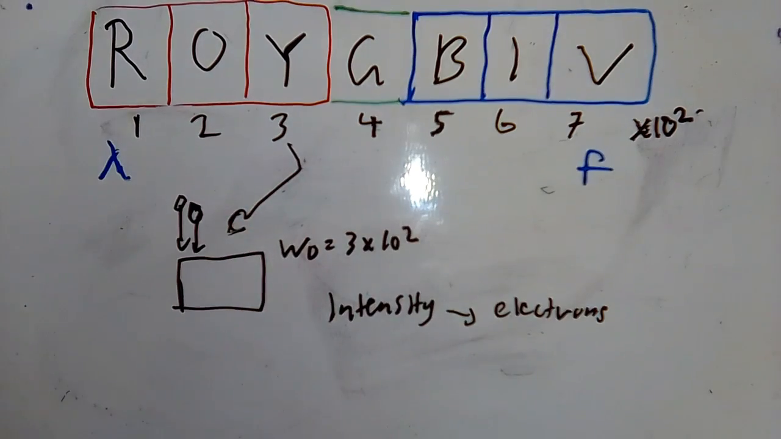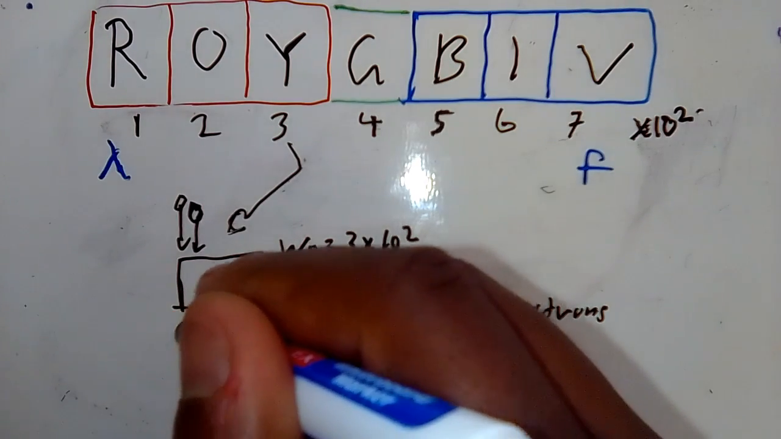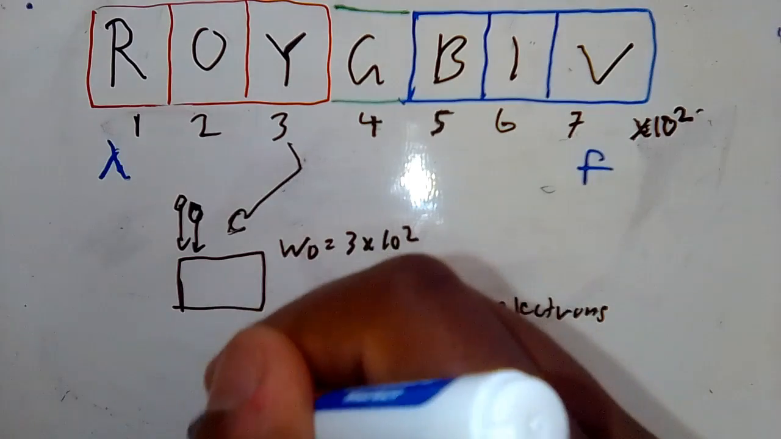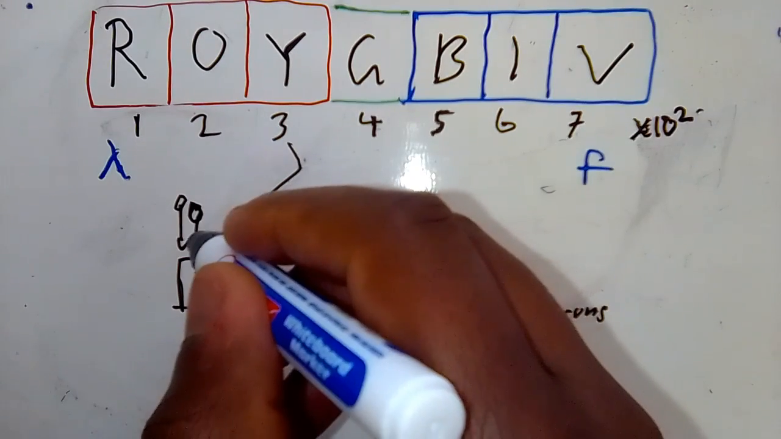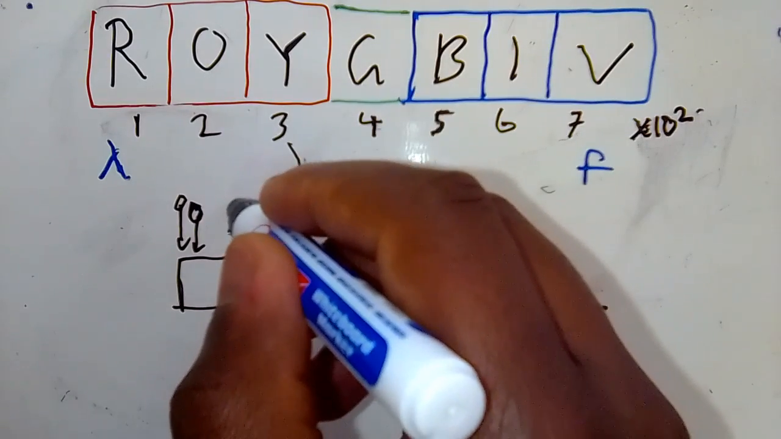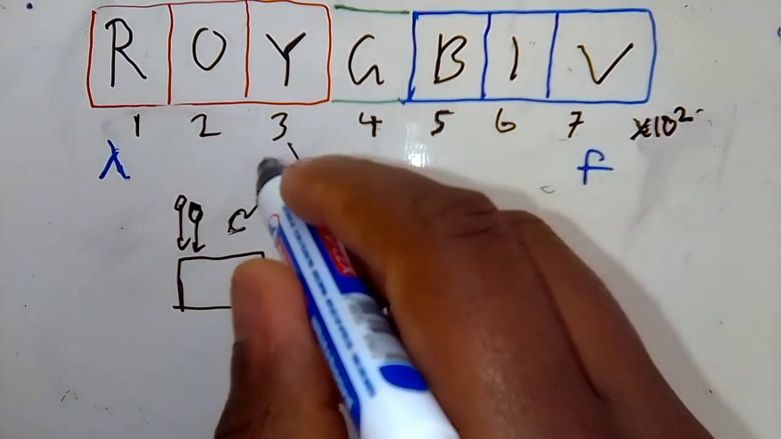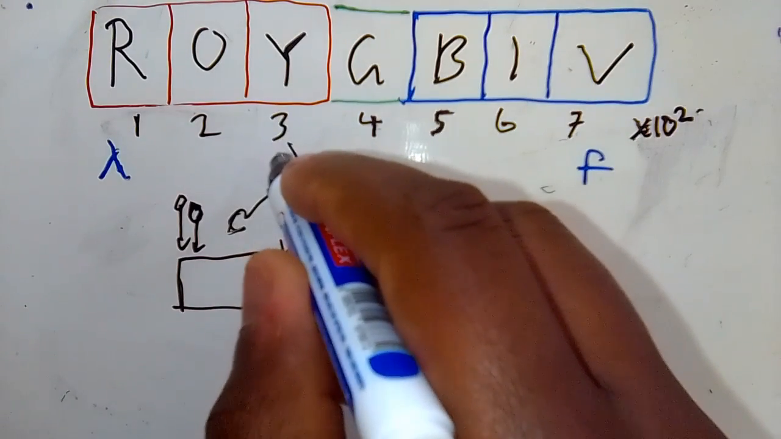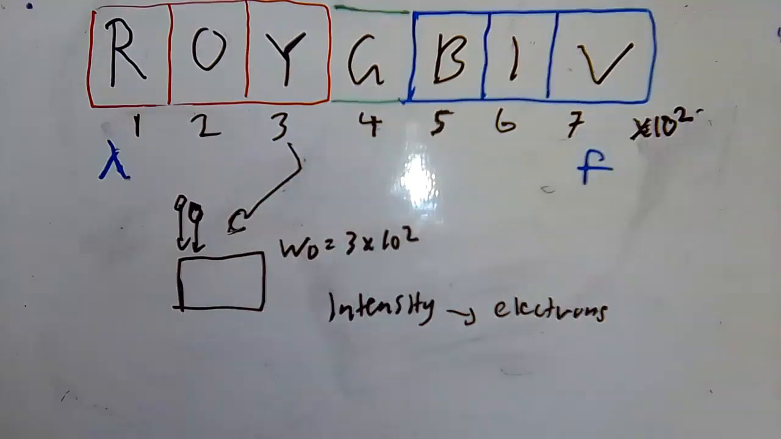So intensity does not affect the speed of electrons, it just affects the number of electrons emitted. One photon with enough energy will remove 1 electron, 2 photons with enough energy will remove 2 electrons, and so on. So if I increase the intensity of light that has enough energy, it will release more electrons.